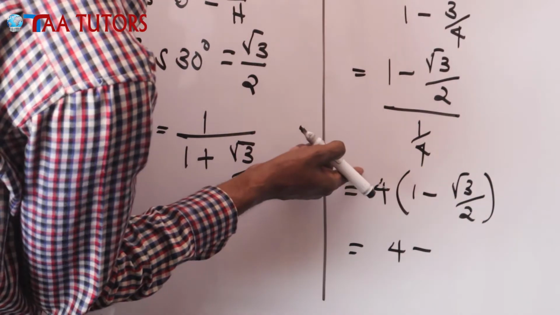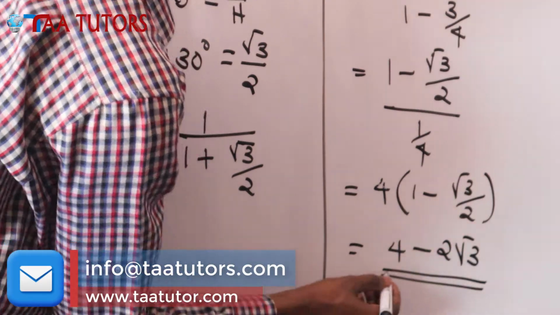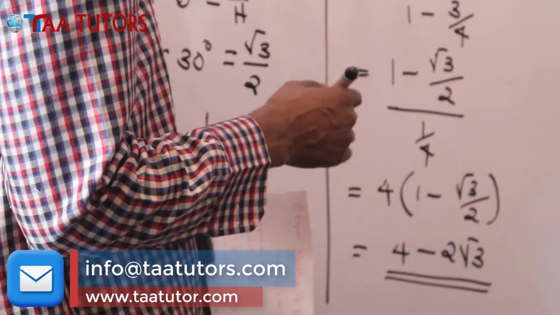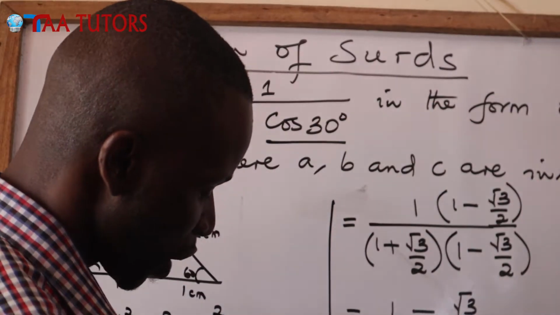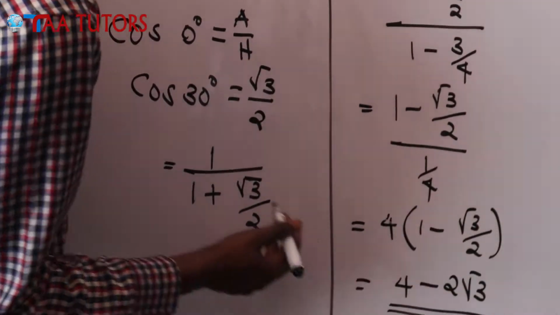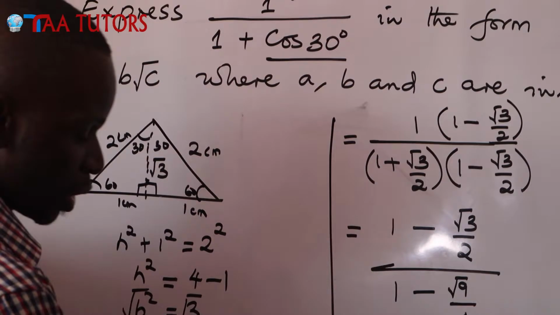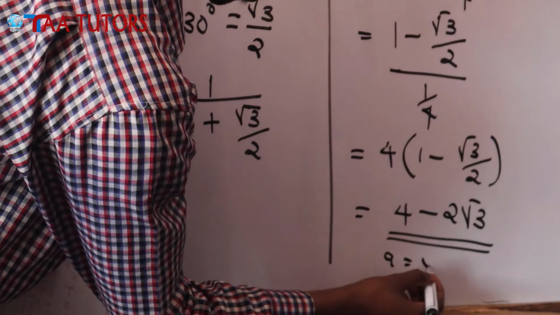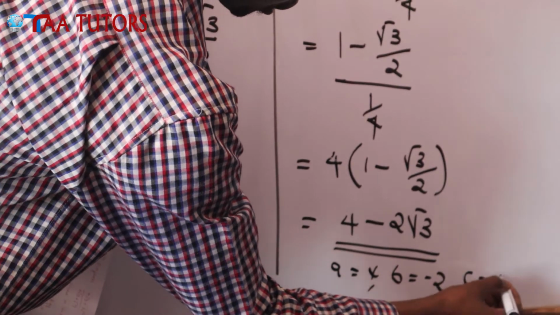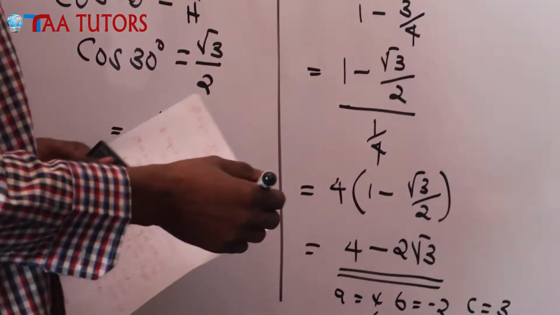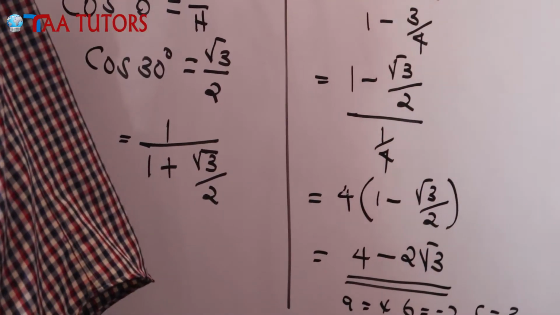But 2 can cancel 2 here, so I'll get 2 √3. This is our answer, which is the same as 1 over 1 plus cosine of 30. And you realize you have put it in the form of a plus b √c, where a here is 4, b is -2, and c is 3. So viewers, you see that particular question. Let me give you a similar question of that.